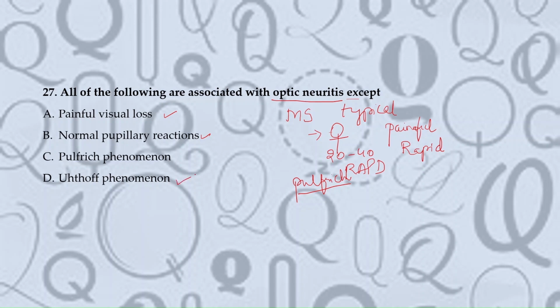Uthoff's phenomenon is characterized by flashes of decrease in vision when there is a rise in the temperature of the body. The other common symptom that is seen in optic neuritis is phosphenes. Phosphenes are flashes of light that are seen when there is mild stimulation of the eye. So the correct answer here is normal pupillary reaction, because an attack of optic neuritis is always characterized by RAPD. The rest are, most of the time, present.